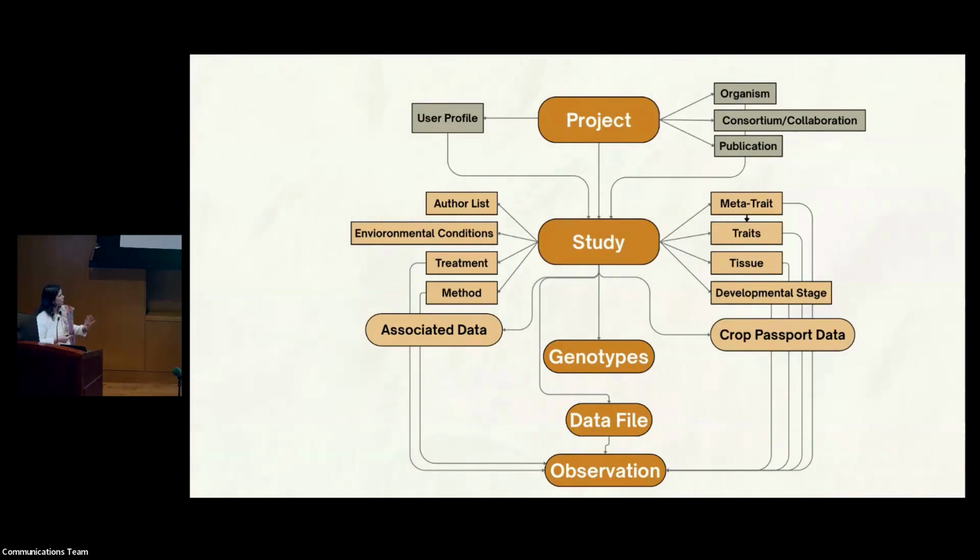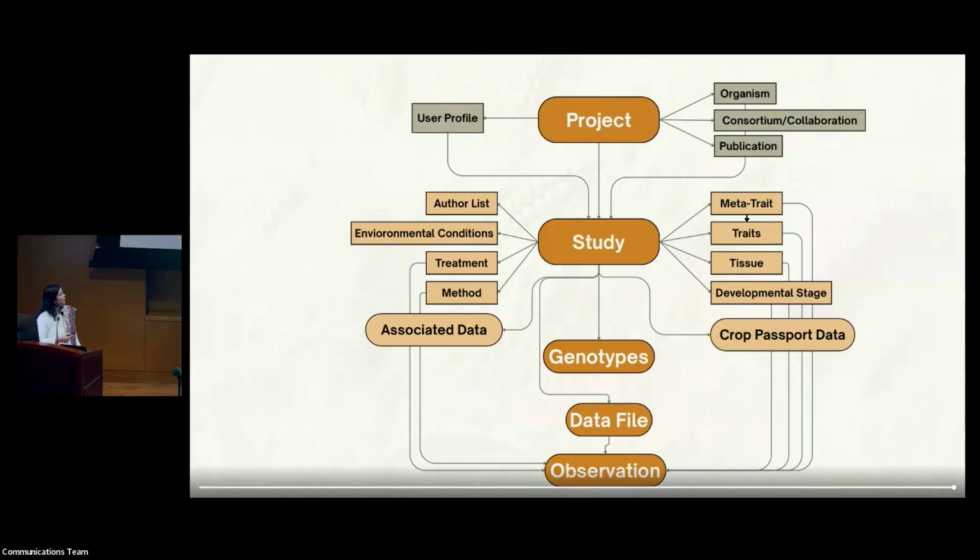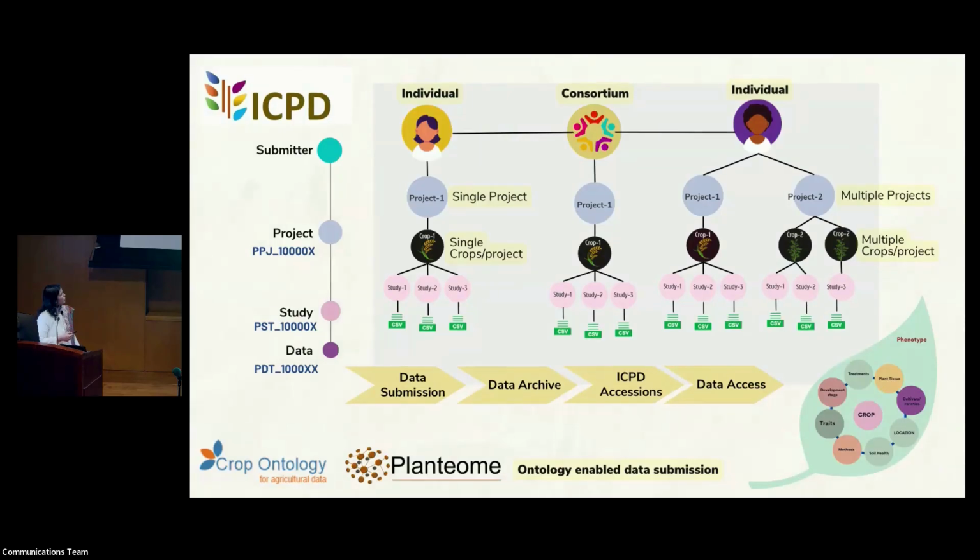These are the basic schema where users can submit many projects. One project can have multiple studies. Then we have a genotype samples data file, which has all the observations. And then we have a whole lot of metadata fields and associated data, also the crop passport data together.